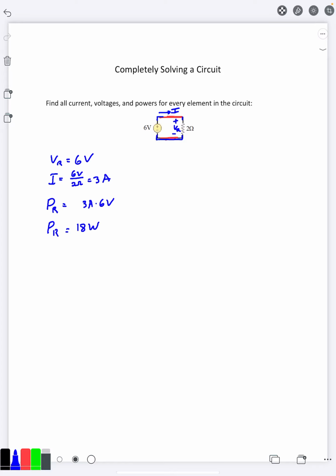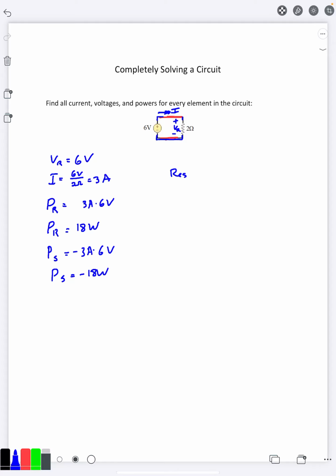Then if I look at the source here, for the power of the source, I have a voltage of 6 volts again. I have a current of 3 amps. But this time for the source, the current is coming out of the positive side, not into it, which means it is not passive sign convention, which means it is an opposite sign here. And so the power of the source is negative 18 watts.